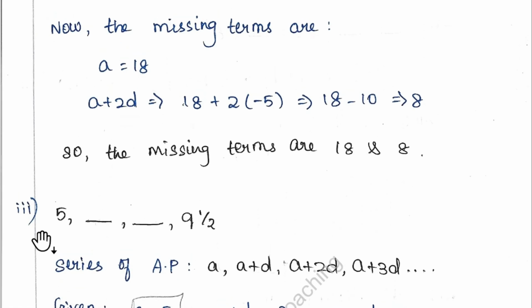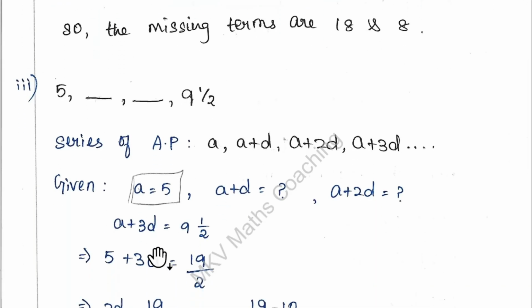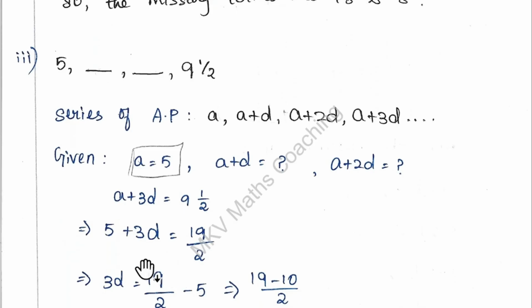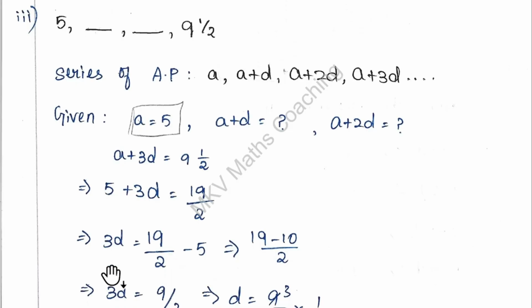So for the third question, A is given, 5. A plus D, A plus 2D is missing and A plus 3D is a mixed fraction, 9 and a half, right? So first convert this into a fraction and substitute the A value here. A plus 3D is 9 and a half, which is 9 2s are 18, 18 plus 1, 19 divided by 2, right? So here instead of A, I am substituting 5. 5 plus 3D is 19 by 2. So that you get the D value.